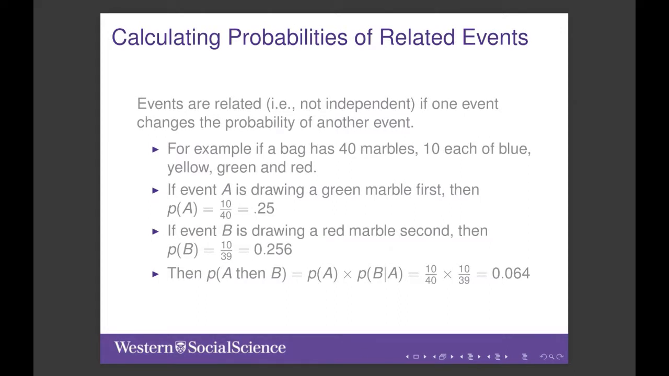Finally, the probability of drawing A, then a B, is the probability of A multiplied by the probability of B given A, which is the probability that B happened assuming that A happened. This is 10 over 40 multiplied by 10 over 39, which equals 0.064.